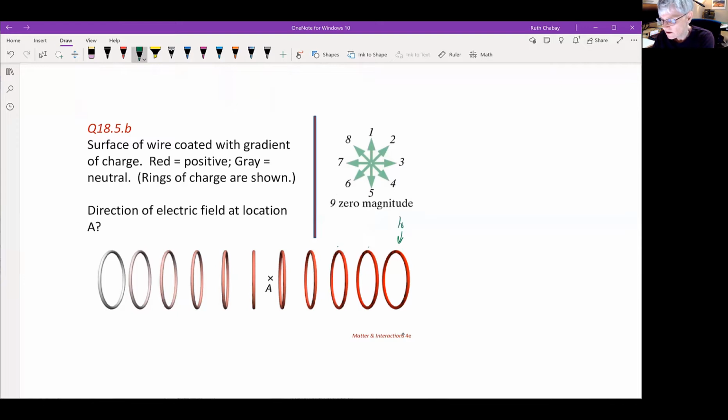This ring has lots of positive charge. And as we go to the left, it has a little bit less and a little bit less and a little bit less. And you can see that the rings are getting paler, and a little bit less here and less here, and actually neutral here. So the amount of charge gradually decreases. What would that do to the electric field at location A?